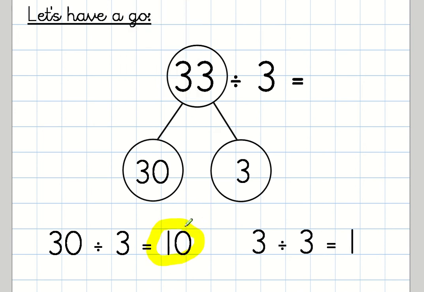We've got a 10 and we've got 1, and we're going to add them together. And 10 plus 1 equals 11. So 33 divided by 3 equals 11, which we already know. So hopefully you can see there how partitioning helps.